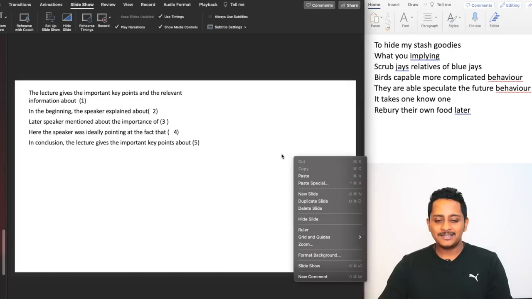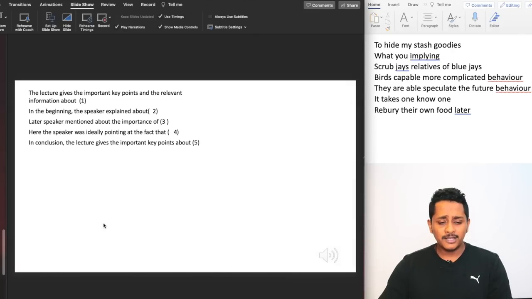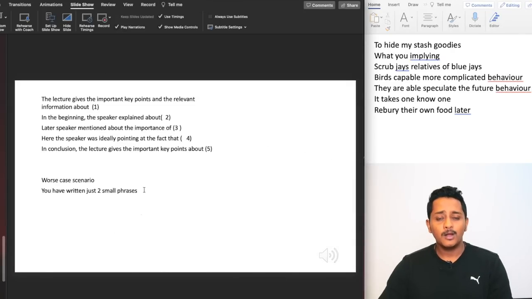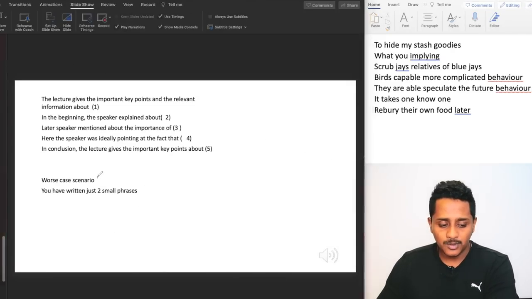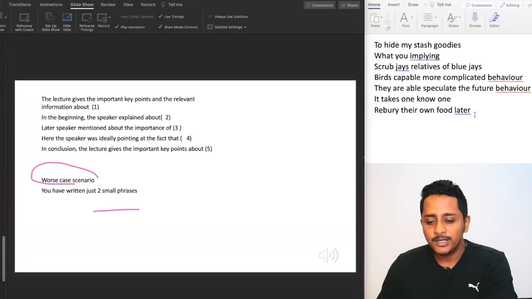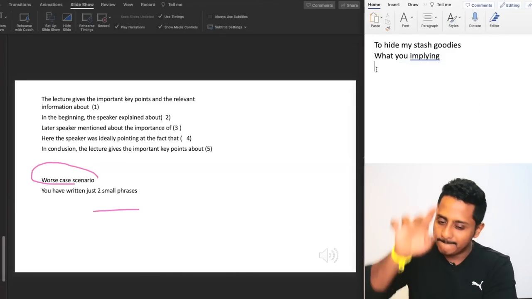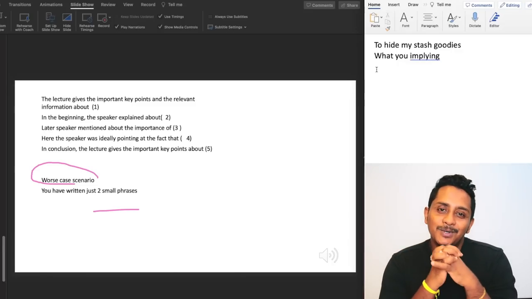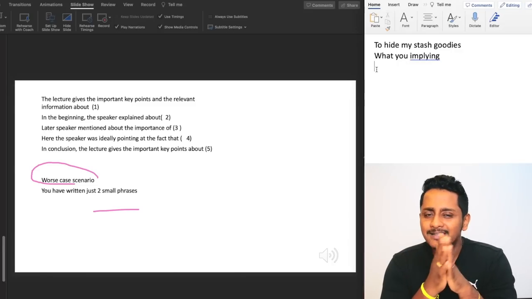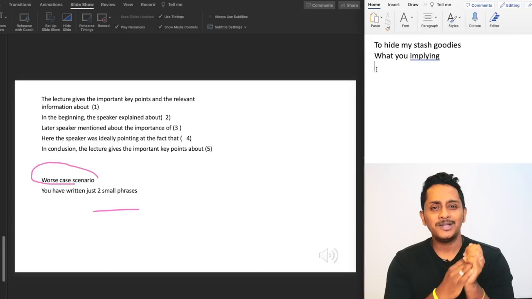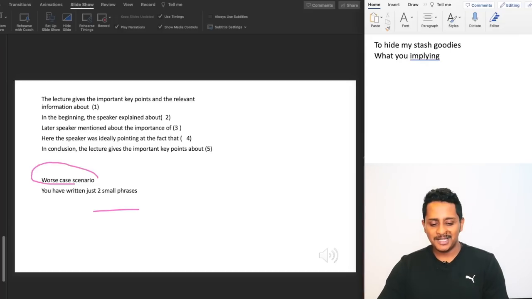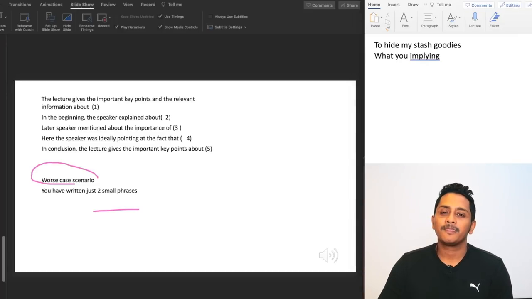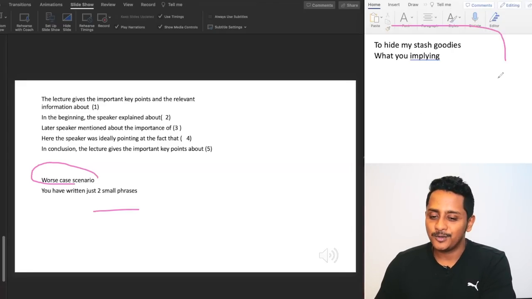So quickly, we will understand one more thing. Hold on there. Worst case scenario, I have written this. Worst case scenario, you have written only two small phrases. What am I supposed to do? Listening, definitely one or two marks you would lose. But don't let that cost you the speaking marks as well. Repeat the points. What I mean is, this will happen sometimes. You may not be in a good condition to write more phrases. Audio will be less. This is what you have written.